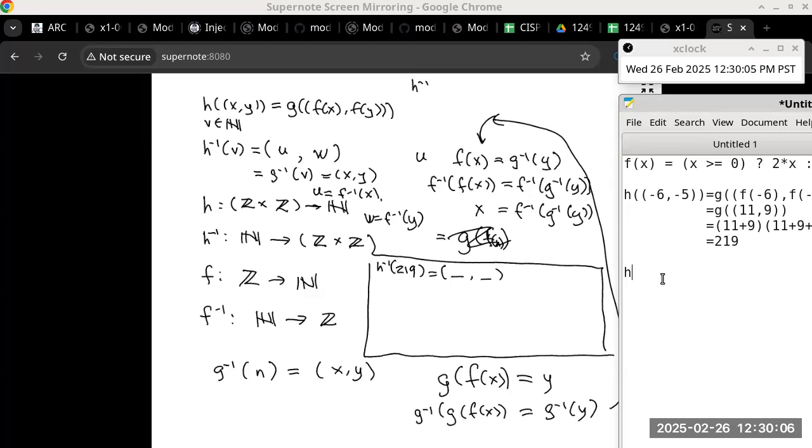Look at this. You apply H to a two tuple of integers, we end up with a natural number. H inverse should do the reverse. If we apply H inverse to 219, we should get -6 and -5 back. Exactly. Parentheses, yeah. Because that's what H inverse does. It takes a natural number and converts it into a two tuple of integers.